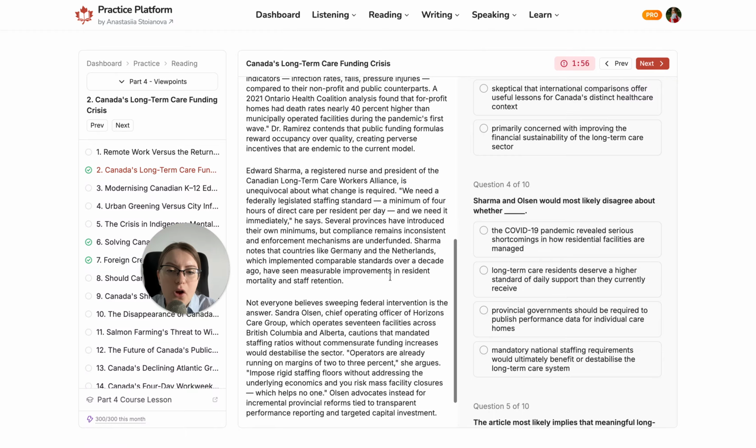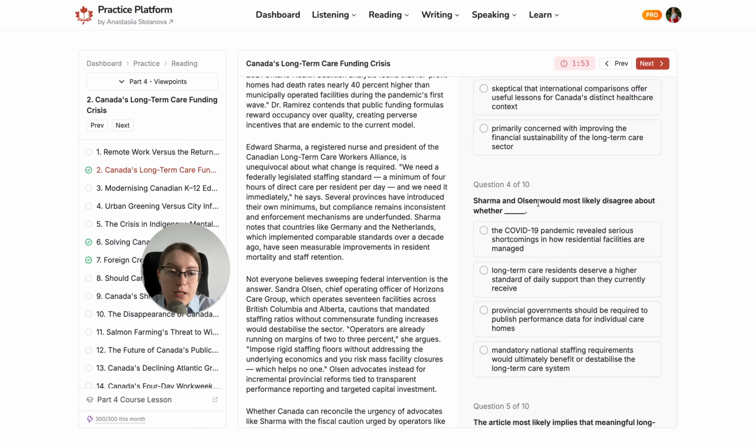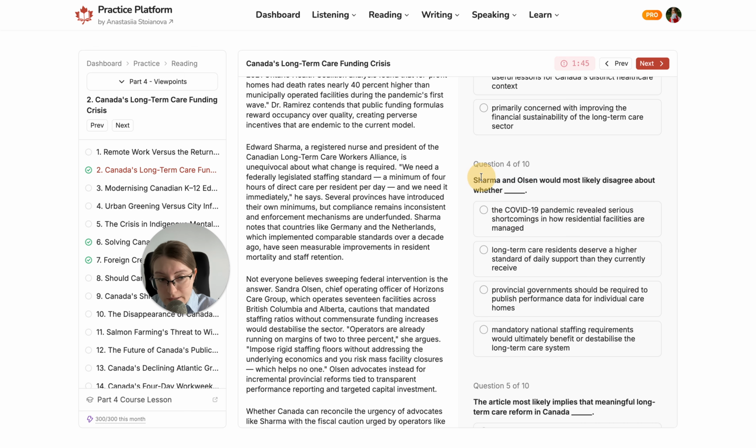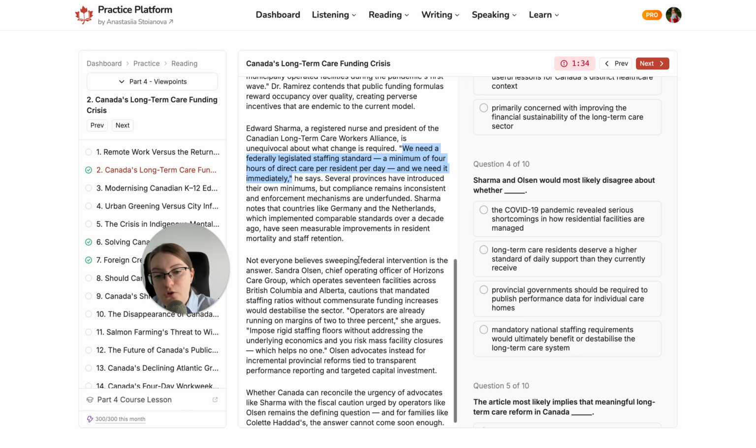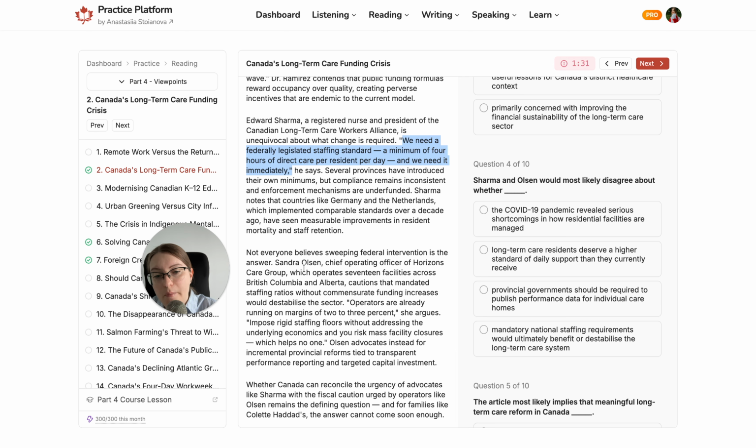Now we have the contrast of Sharma and Olsen. "Sharma and Olsen would most likely disagree about," and in order to be able to contrast, what are they going to disagree about? You remember what Sharma said: we need a federally legislated staffing standard, okay? Now we need to read this paragraph here about the opinion of Sandra Olsen. So please pause the video, read this carefully. Give yourself 1 minute. Remember, you've got to be very, very fast, right? Try to understand what's the main idea of Olsen.